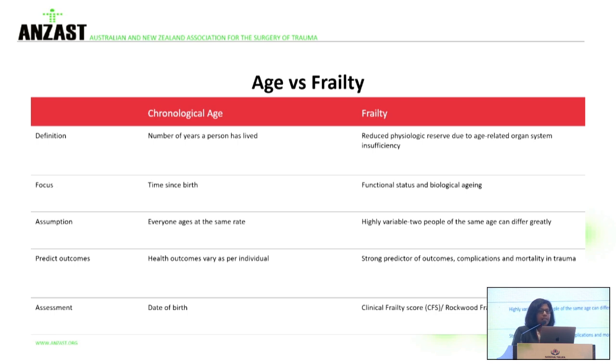And how do we assess this? Age, of course, we know from the date of birth. For frailty, there are several assessment tools that can be used to measure the frailty of the individual. One is a comprehensive geriatric assessment, or else we can use a simple method like the Rockwood Clinical Frailty Score, and there are many other tools available as well.